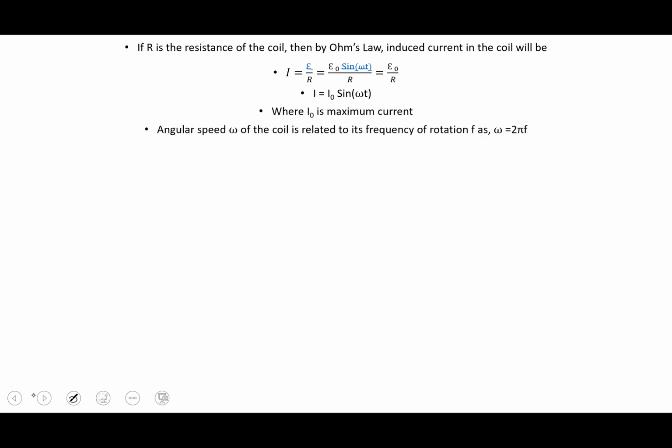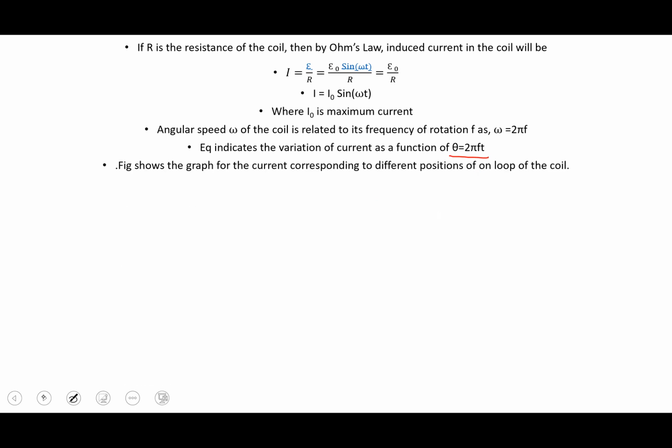The angular speed omega of the coil is related to the frequency of rotation, which is 2 pi f. The equation indicates the variation of current as a function of theta, which is equal to 2 pi f t. So instead of writing it like that, this whole thing can be written as I is equal to I naught sine 2 pi f t.